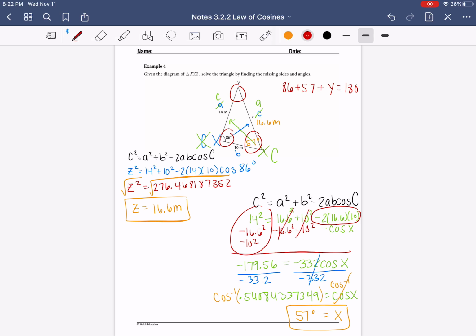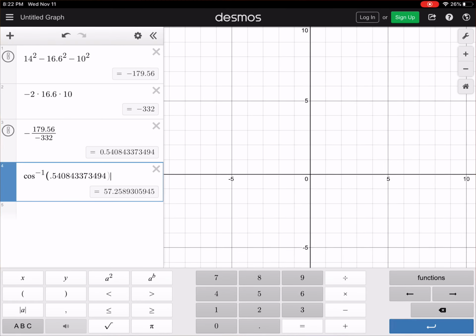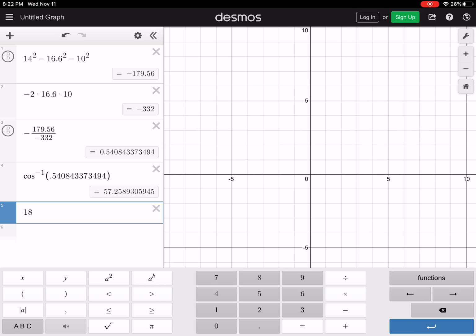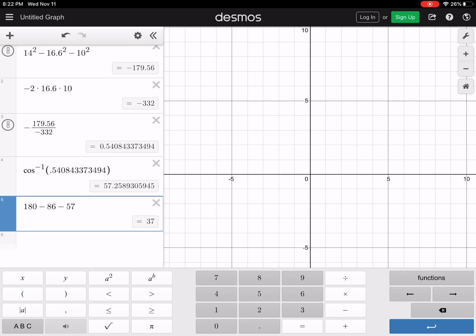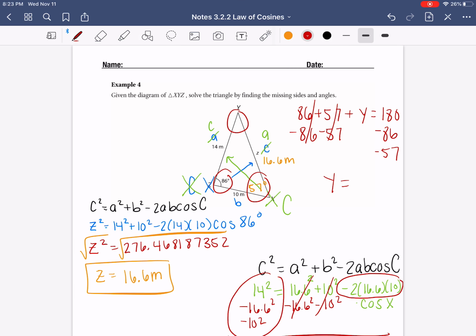So if we subtract both of these from the 180, we will get our angle y instead of having to do law of cosines again. So I don't need to worry about what mode I'm in. You're not using the sine or cosine button or anything, but the original problem's in degrees. So we get angle y, when I subtract 86 and 57, is 37 degrees.